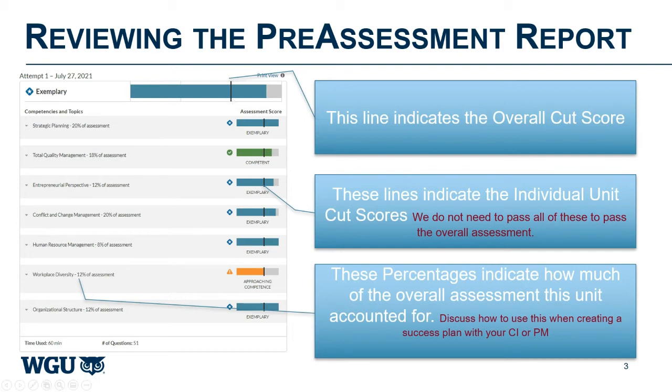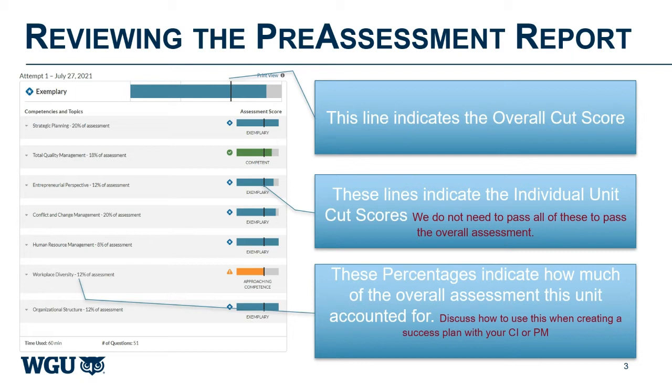To pass, we will either achieve a green competence score, like this one, or a blue exemplary score, like this one here. As long as we have achieved either of these on the overall cut score, we should feel confident in taking our objective assessment.